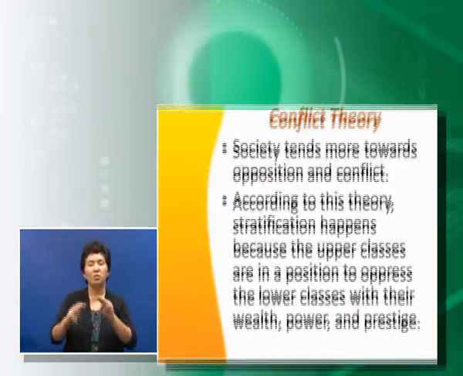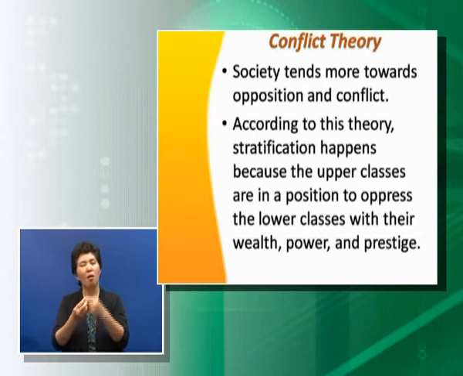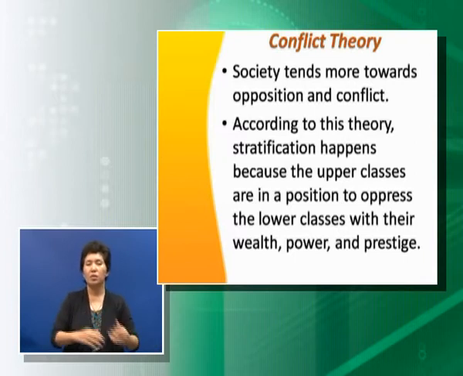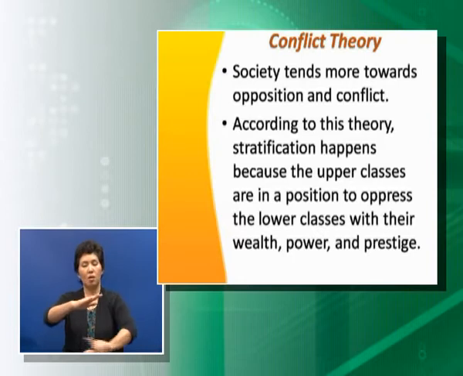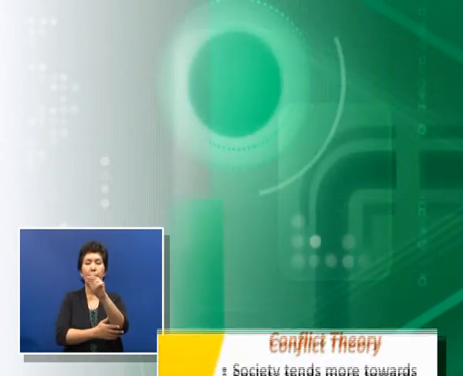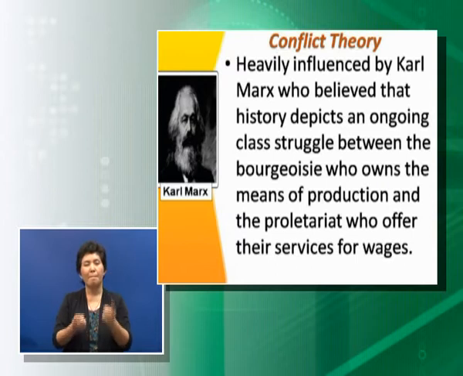Conflict theory always contradicts functionalism theory. We have to understand that in conflict theory, they always see that society tends more towards opposition and conflict. According to this theory, why does stratification happen? It is due to the upper classes, who are in a position to oppress the lower classes with their wealth, power, and also prestige. So this is very contrary to functionalism. And this conflict theory is heavily influenced by Karl Marx.